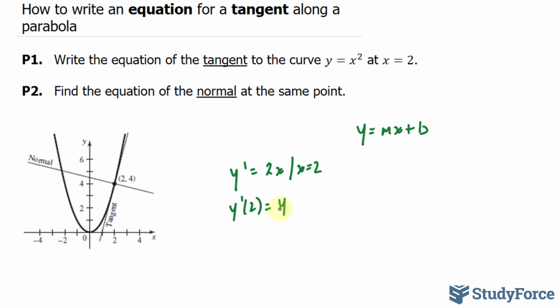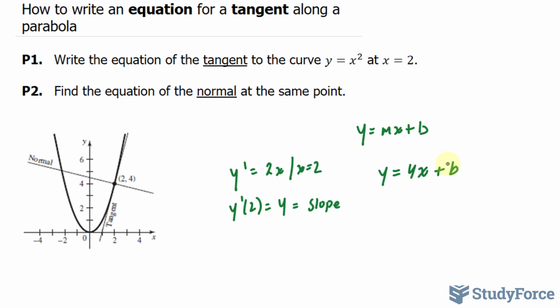This means that at this exact point, (2, 4), the slope is 4. Or in other words, 4 units of y per x. So now that we found our slope, remember this is our slope, we can substitute this into here. y is equal to 4x plus b.